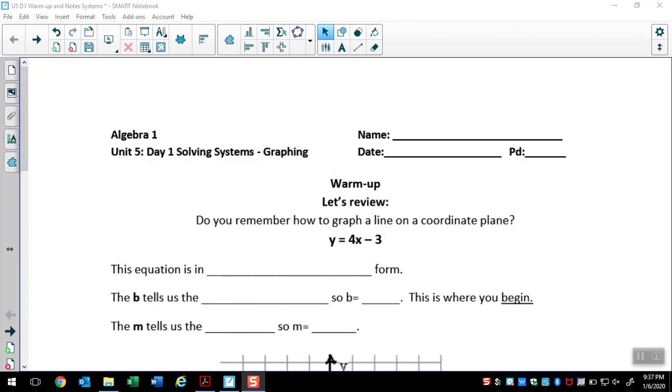Unit 5 is going to be all about systems of equations and inequalities. As we work through this unit over the next 3 days, we're going to learn about 3 different methods that we can use to solve those systems of equations. Today we're going to start with graphing.